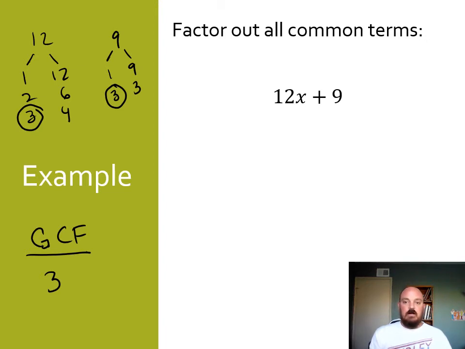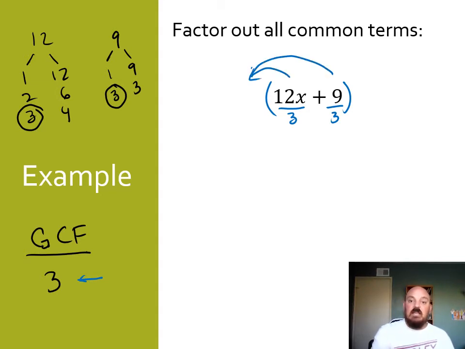That's what we just figured out. Now, here's the work. Once you figure out what the greatest common factor is, I'm going to put parentheses around this. I'm going to take everything in this polynomial and divide by the greatest common factor. So I'm going to divide it by 3. Now remember, we're doing distributive property backwards. So what's happening now, when you divide instead of multiply, that 3 comes out front.